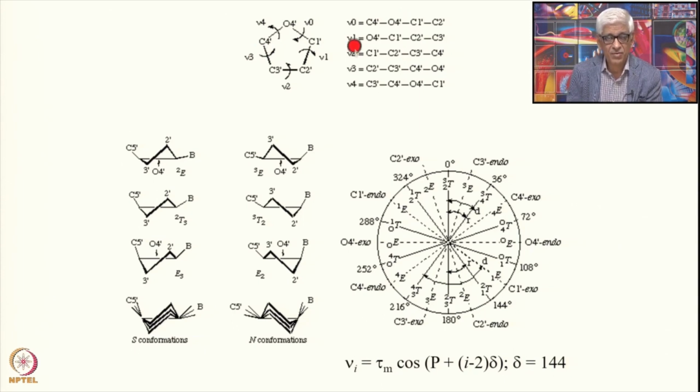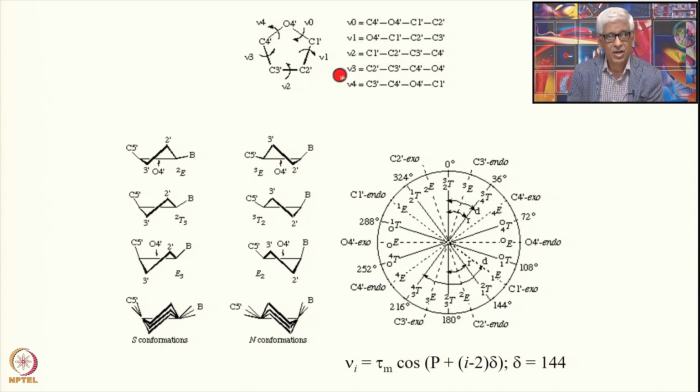So likewise you have this nu1, which is O4 prime, C1 prime, C2 prime, C3 prime, and then you have nu2, which is C1 prime, C2 prime, C3 prime, C4 prime, and nu3, C2 prime, C3 prime, C4 prime, O4 prime, and you have nu4, C3 prime, C4 prime, O4 prime, C1 prime. But however, notice that all these torsional angles are not independent, they are dependent on each other, because the ring is closed. And then, doing physical chemistry calculations, one can see how many degrees of freedom are there.